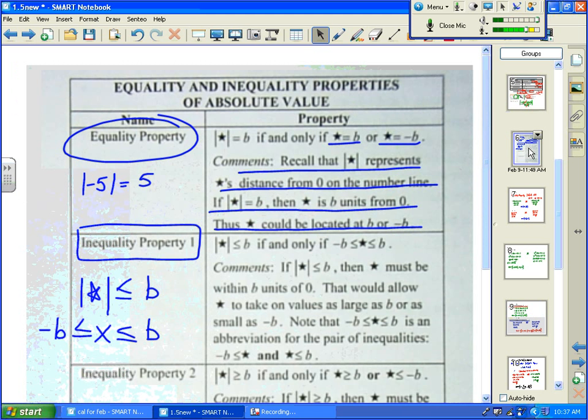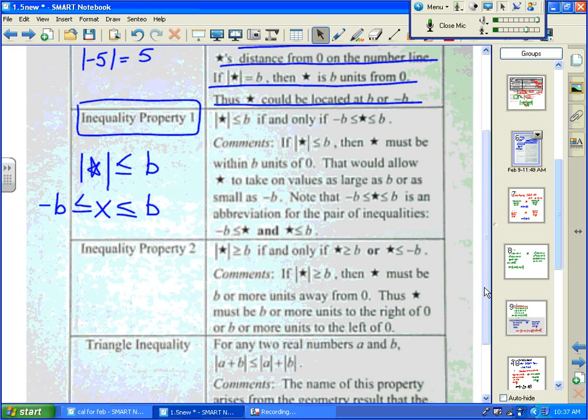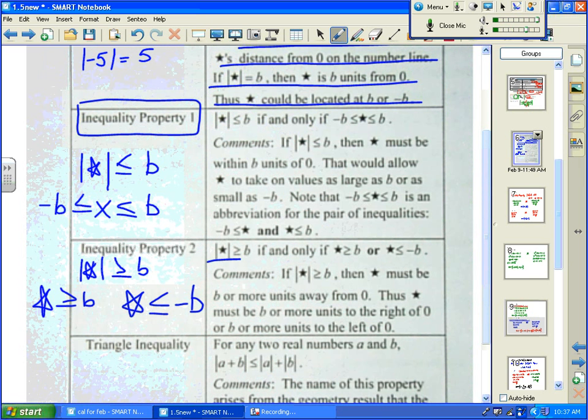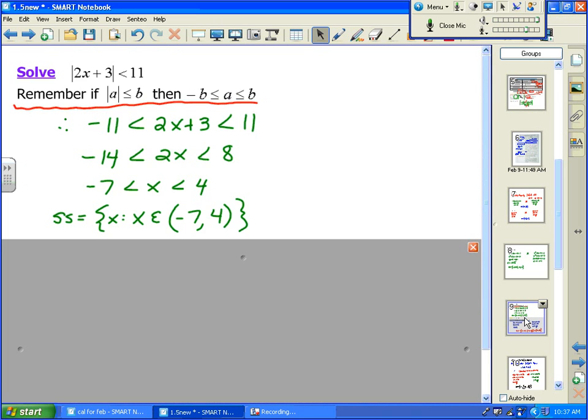If I go back to that again, that's only when it's less than or equal to b. If it's greater than or equal to b, we've got a different situation than that. If that's the case, we've got star is greater than or equal to b, you set up two equations, so I'm using kind of the middle inequality. You say star is greater than or equal to b, and star is less than or equal to the negative, whatever the other side is. Okay, so you've got two equations.